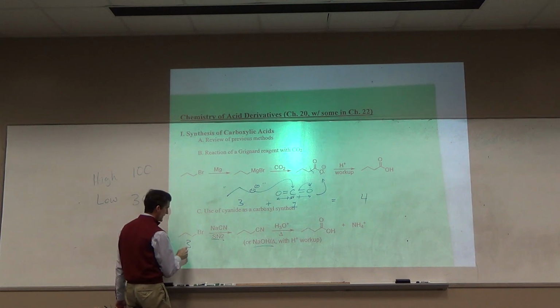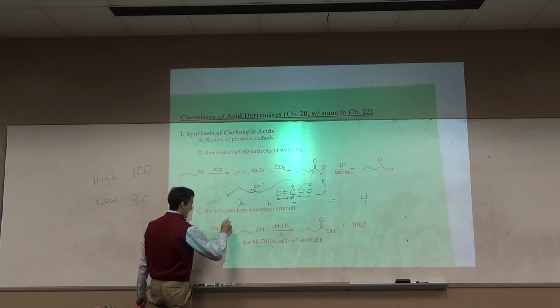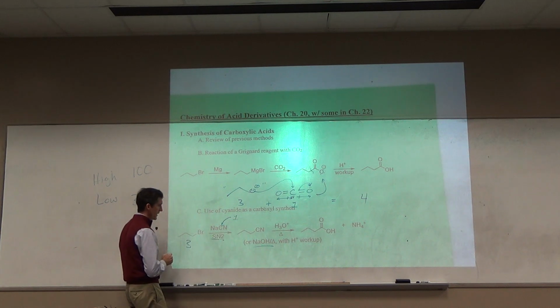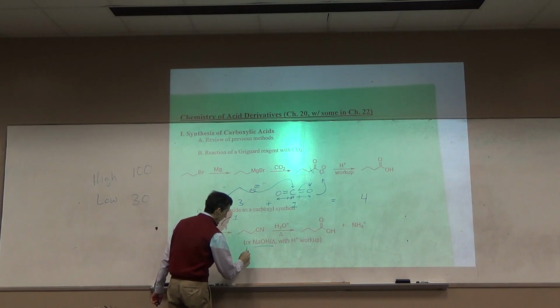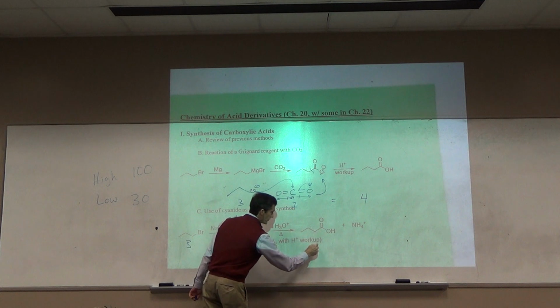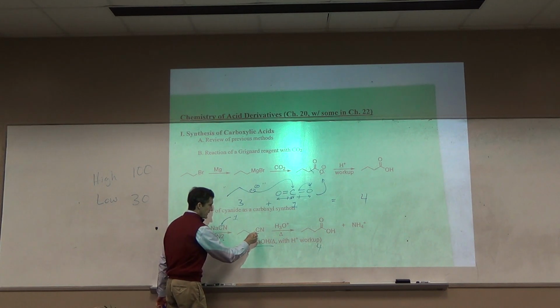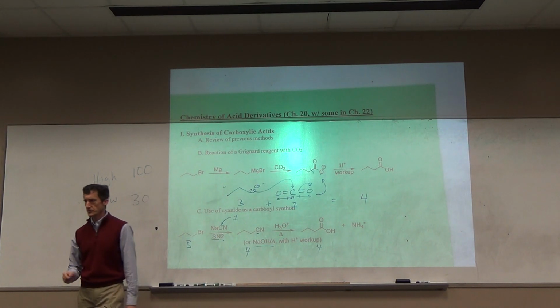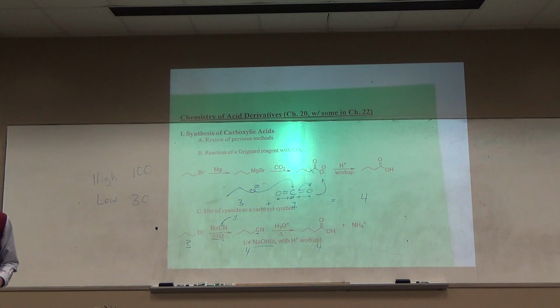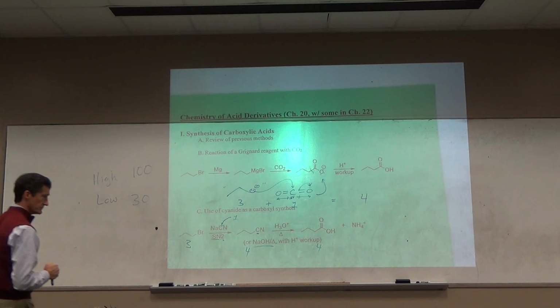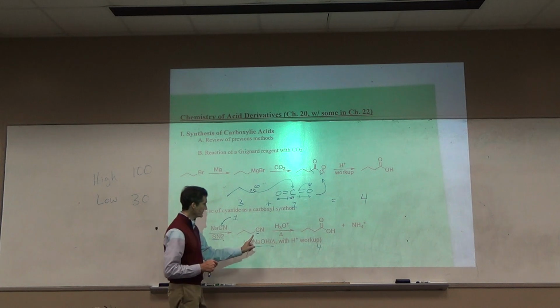This is 3, and that right there is 1, and that equals what? 4. Now this is also 4 because the carbon of the cyano group becomes the carbon of the carboxylic acid. We'll be doing the mechanism later. Right now I'm not going to do it. It's just a hydrolysis though.